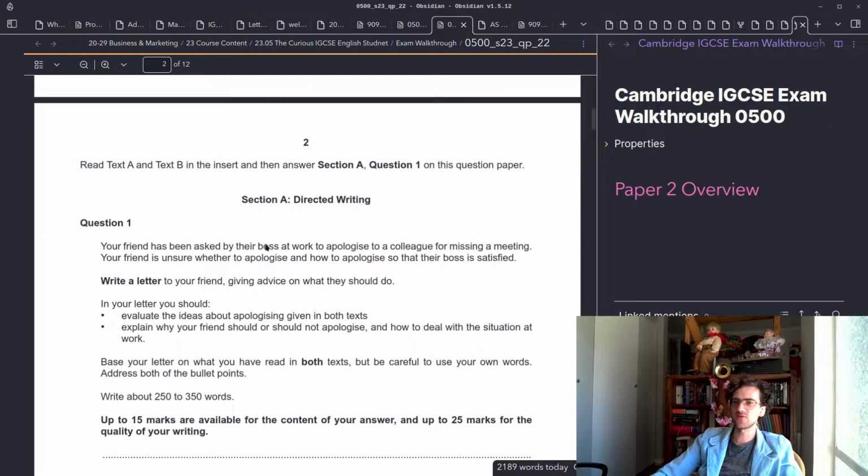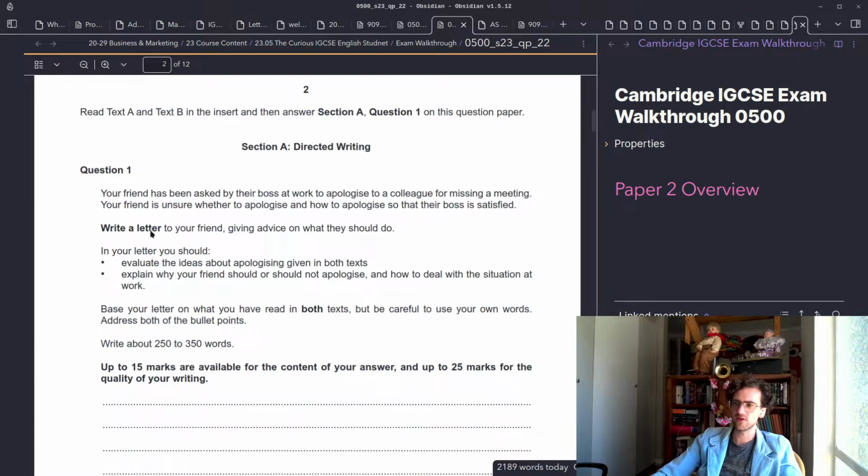So similar to that, we are looking at a scene that they've set for us. So they tell us who we are. We need to apologize. Like your friend has to apologize, and we have to kind of give our friend advice. Now, I can probably assume that this insert is going to have something to do with apologies. So write a letter to your friend giving advice on what they should do. It tells us that we must write a letter.